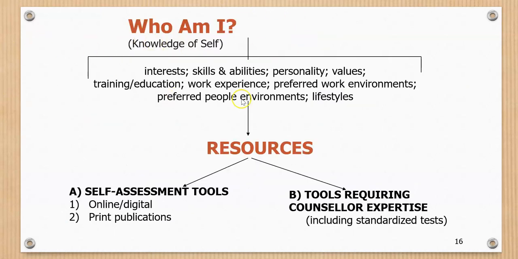Just breaking the who am I down even a little bit further, we've already talked about most of these things: skills and abilities and personality and so on. We also want to think about the work experience that they have, their preferred work environments, the type of people they want to work with, and their lifestyle. All of that fits with who am I. We want to think then about, within who am I, what kind of resources we can provide to clients. And these can really be divided into a couple of different categories.